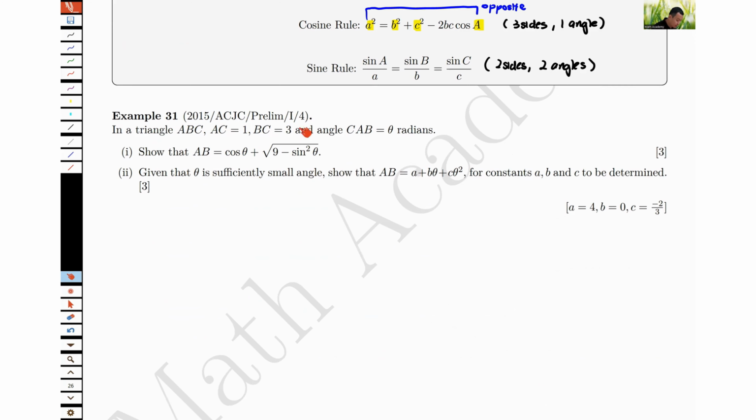I've got this triangle ABC with the following information. Could you help me draw in the triangle? Let's just do it on the right-hand side. Okay, where can I label my triangle as ABC this way?